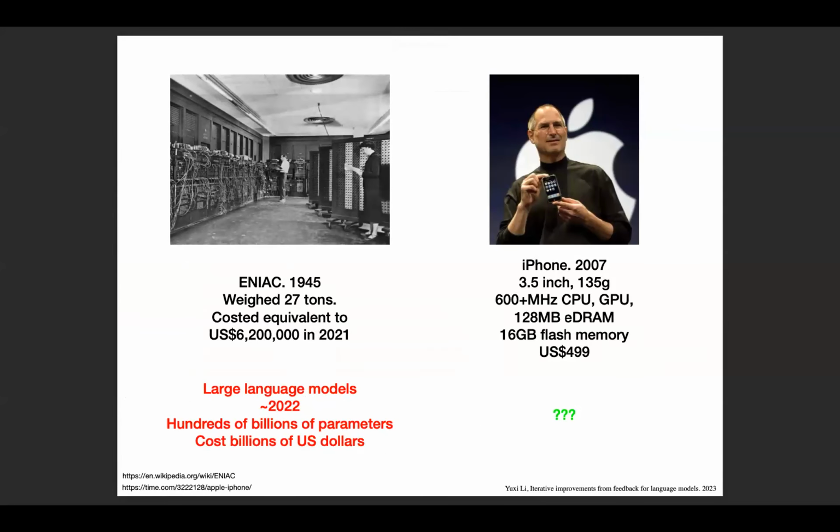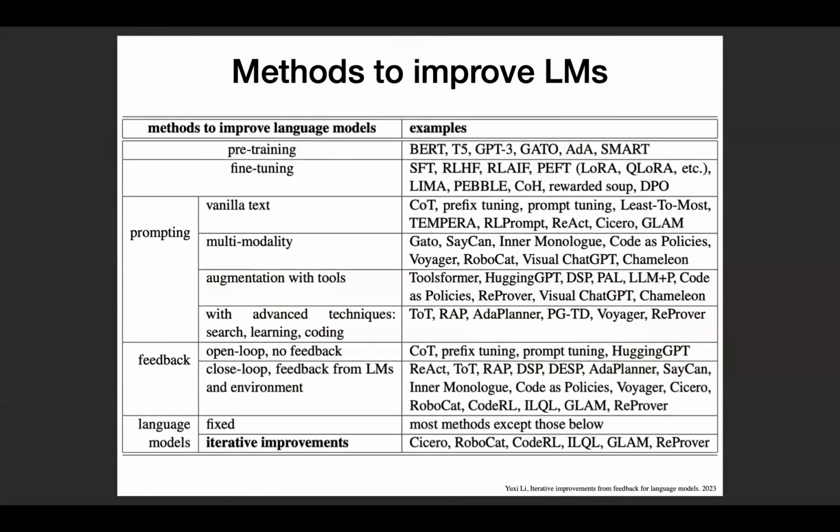Okay, this is historical: a very big computer, and the iPhone, very small but very powerful. Similarly, we have very large language models. Now we have very fast iterations. Maybe in 2 or 3 years we can have smaller but very powerful models. Yes, let's do it. Okay, so this is a summary.